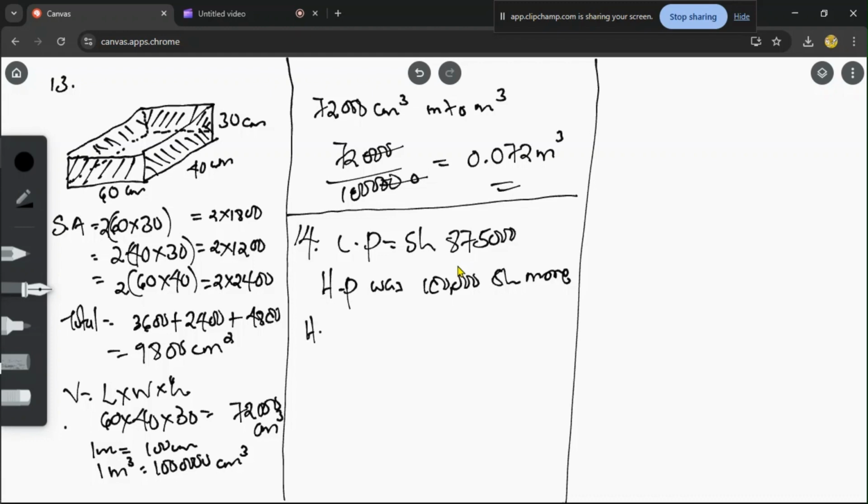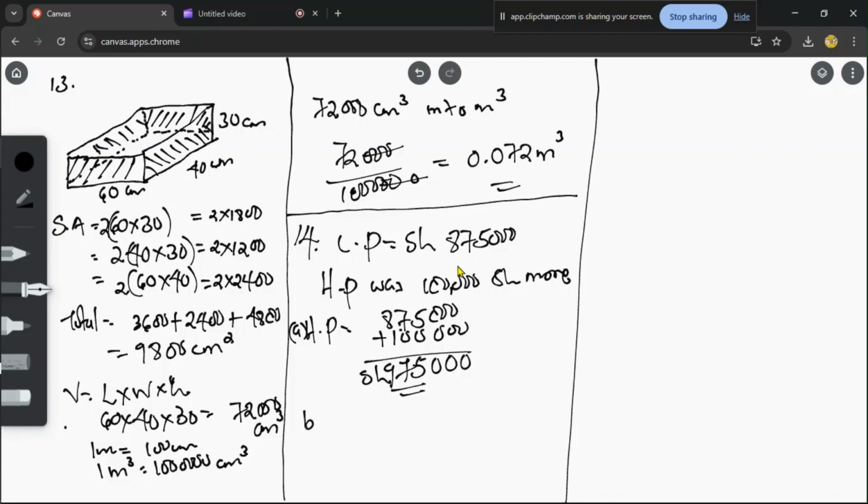So the hire purchase, this is question A, will be 875,000 plus 100,000. So we add so that it can be more. So 0, 0, 0, 5, we have 7, we have 9. This is the hire purchase because it should be 100,000 more than the cash price.